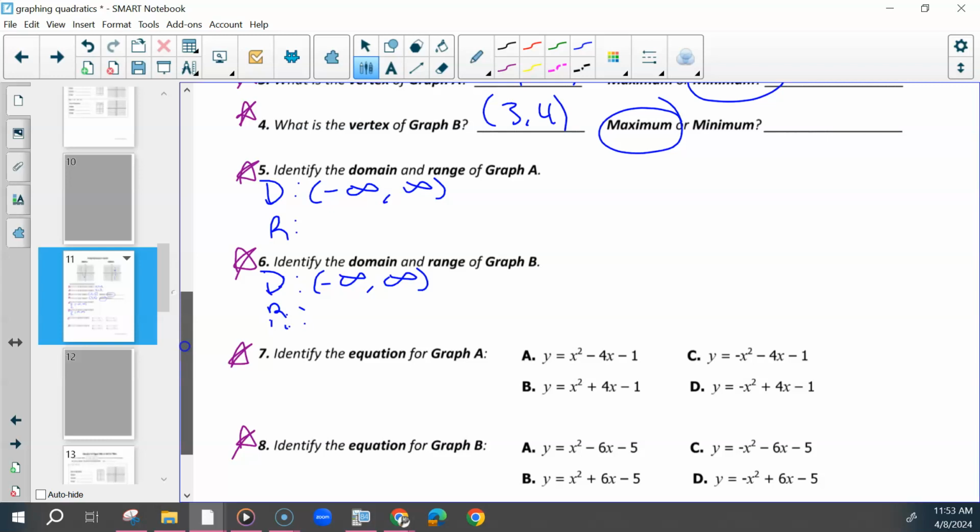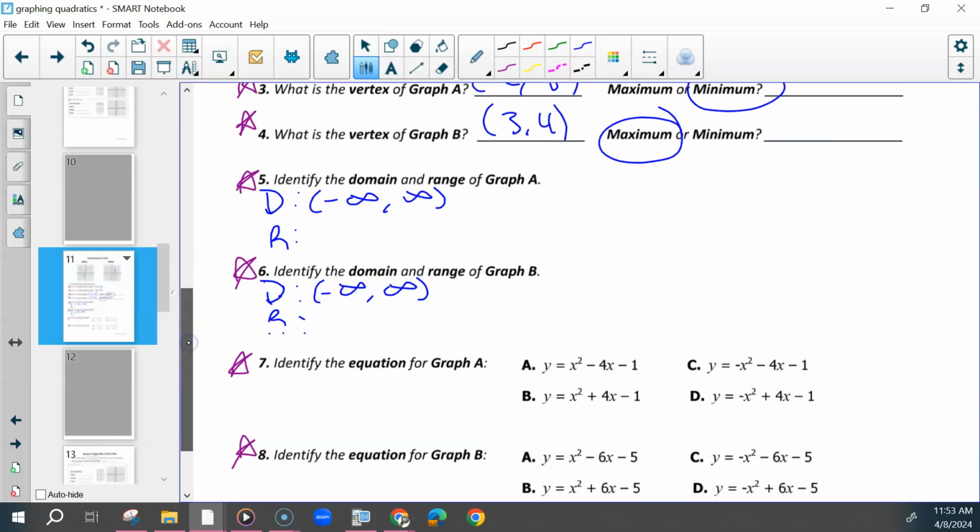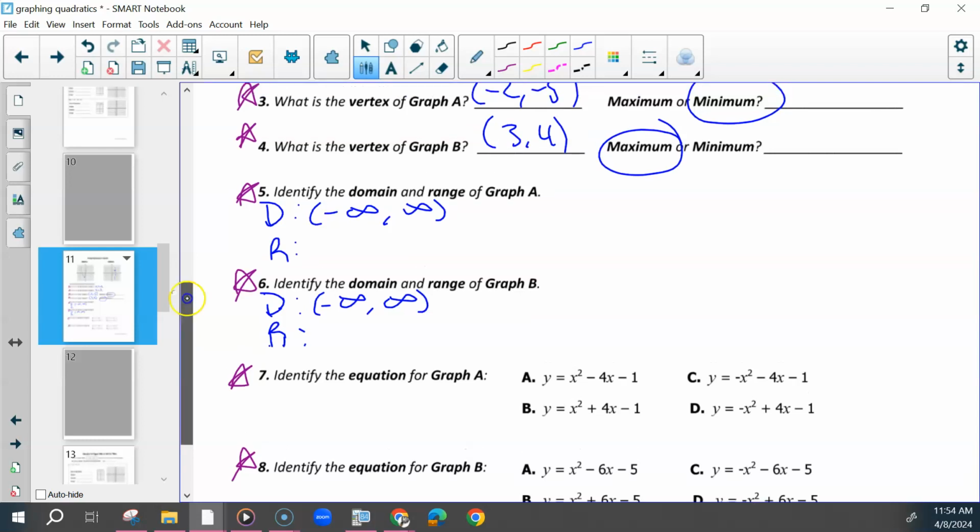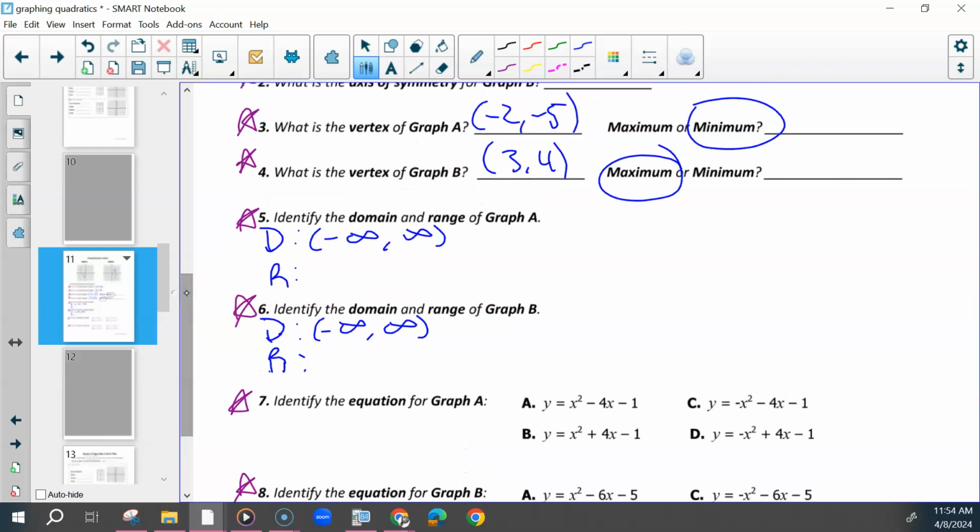So for graph A, look at the lowest point. What is the lowest point? What is the lowest y value? And then where does that stop? What's the highest point? Infinity. So bracket -5 to infinity.